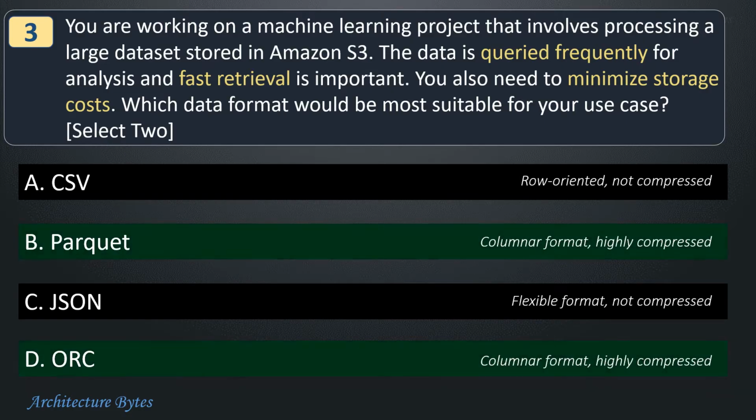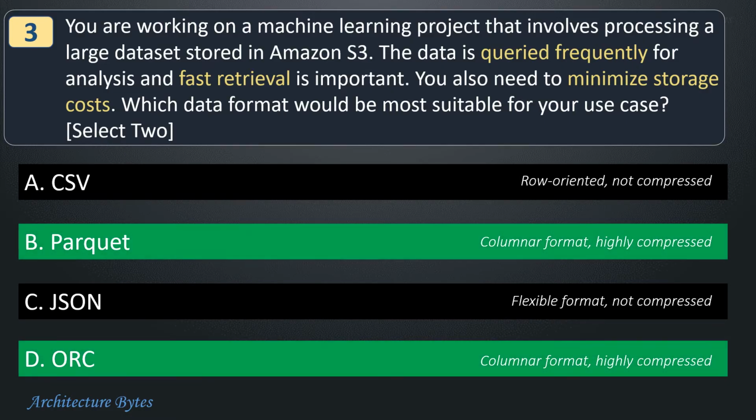Of these, Parquet and ORC are the right answers. Both Parquet and ORC are columnar and highly compressed formats, which makes them efficient for fast querying on complex datasets and reduces storage costs. CSV is a row-oriented format which can make it slower to query specific columns.